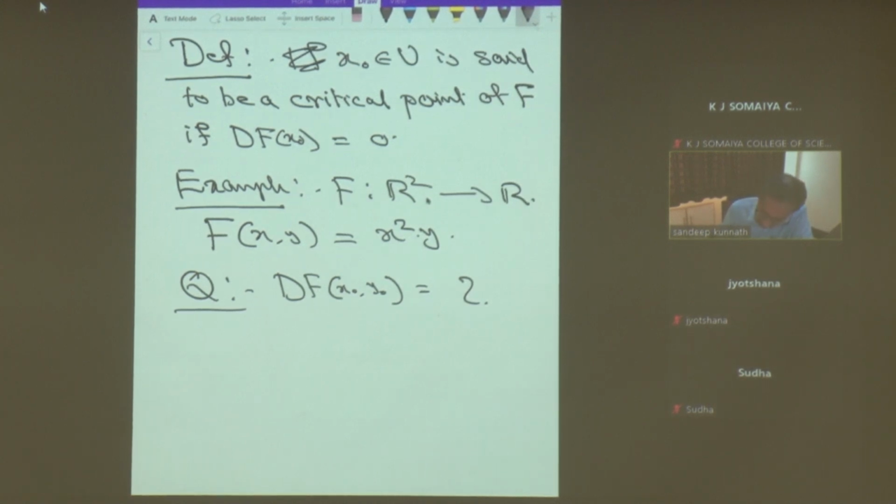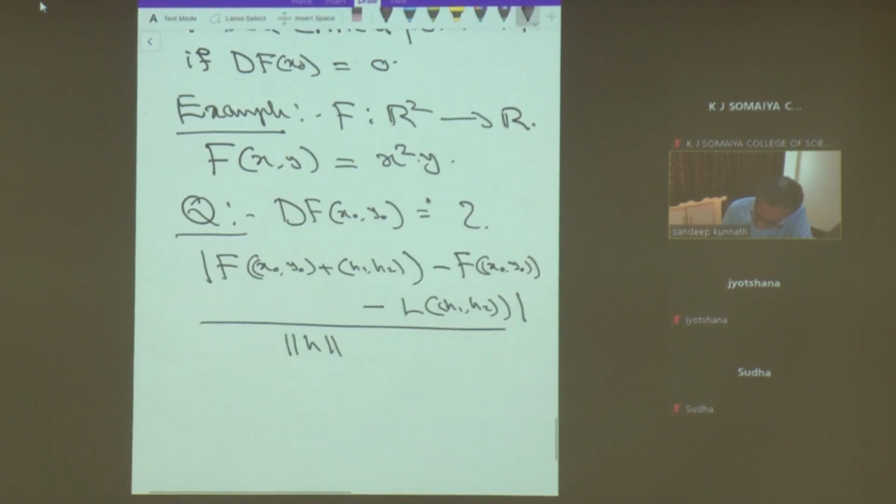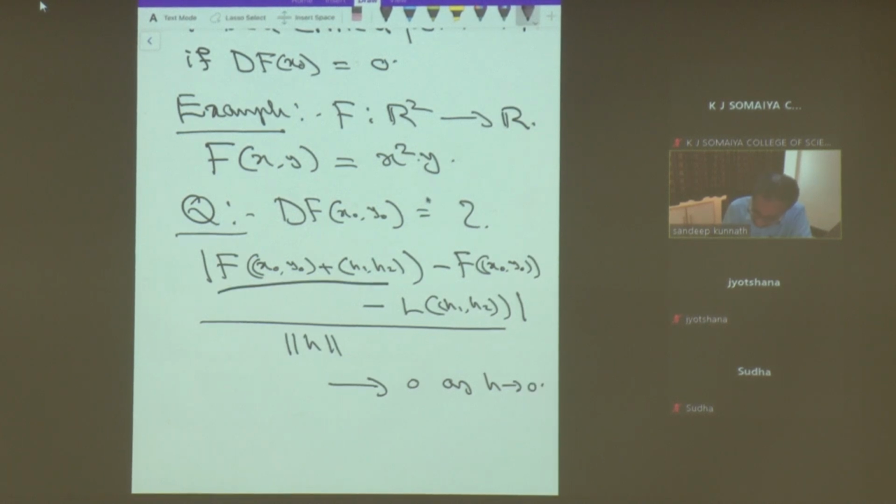So the question is, does there exist an L such that the modulus of f of (x naught, y naught), this is the point, plus h, which I put as (h1, h2), minus f of (x naught, y naught), minus L of h, that is L of (h1, h2), and then this modulus divided by the norm of h should go to 0 as h goes to 0. So first let us try to expand that.